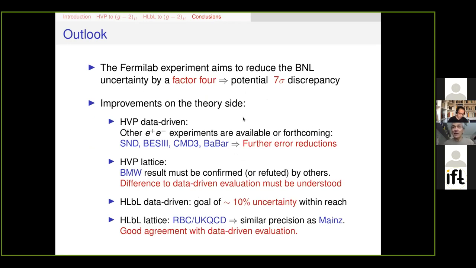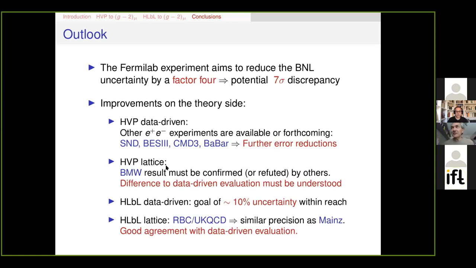Now, one needs to make progress also on the theory side to match this kind of small uncertainty. On the HVP side, in the data-driven approach, there are more experiments coming up. In fact, SND has released results last year, BESIII also. There's another experiment from Novosibirsk, which is analyzing data, and BaBar also is working on analysis of new data, and will come up at some point with another data set. And so it is possible to have further error reductions.